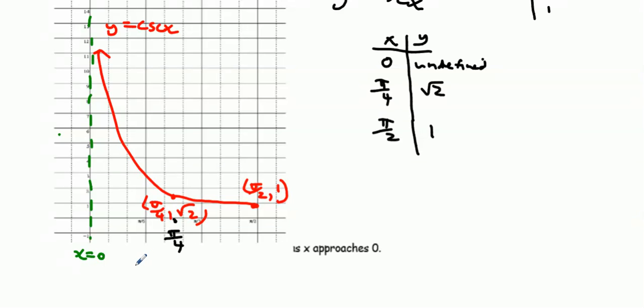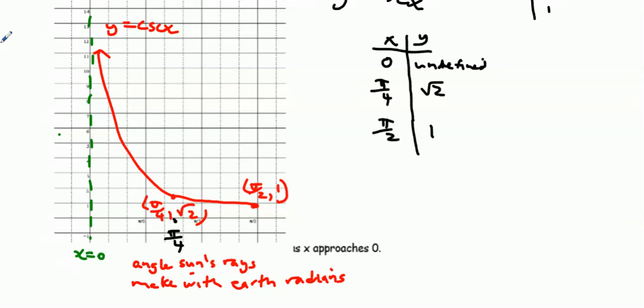So this was the angle the sun's rays make with the Earth in radians, and this was the length of the sun's ray in atmospheres. It's probably singular.